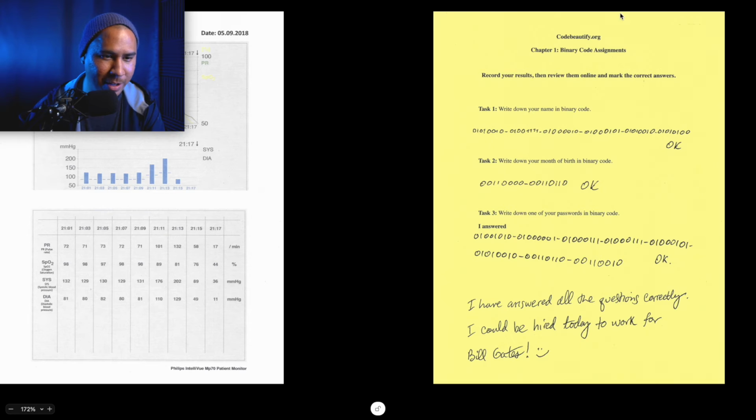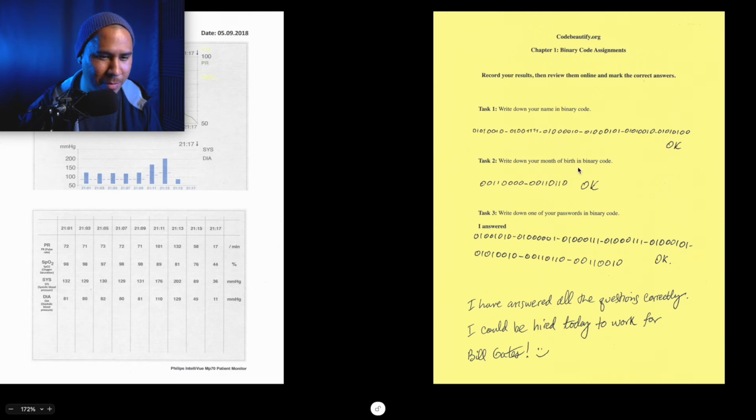Okay, we have another site, codebeautify.org. I think that's where you can just write test code. Chapter 1, binary code assignments. Record your results, then reveal them online and mark the correct answers. Write down your name in binary code. Oh, don't tell me I gotta do this. Okay, I will do this later. I will come back to this after we go through all the documents.